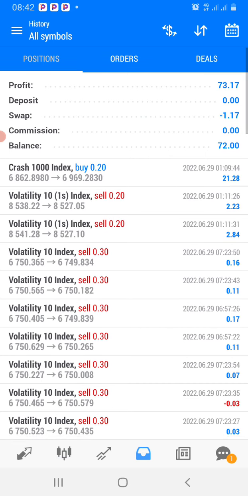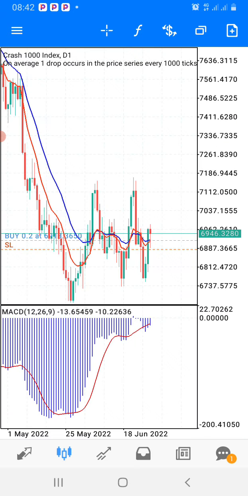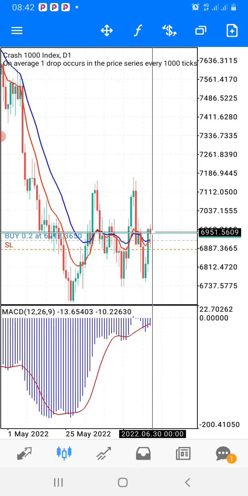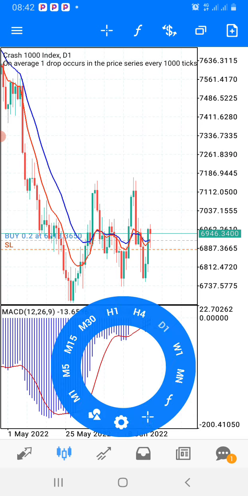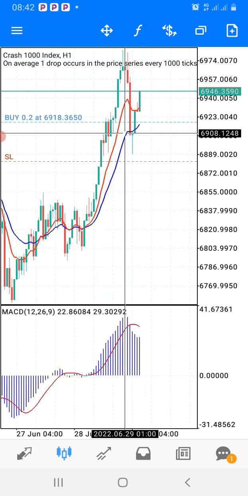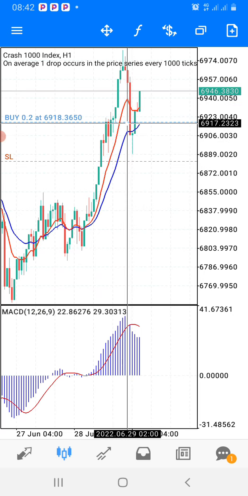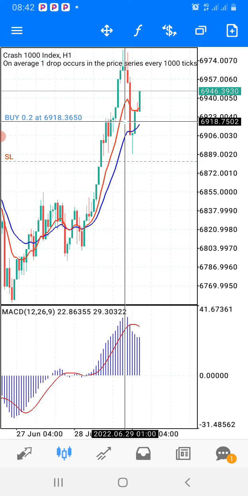Look at it right here. This is the Crash 1000 index. You can see I closed it out on a $21 profit, but then it gave me some retracement, which when I spotted it again from the lower time frame, that is the 1 hour time frame, I spotted this candlestick pattern, which indicates a reversal. That is the end of this move, the bearish move.